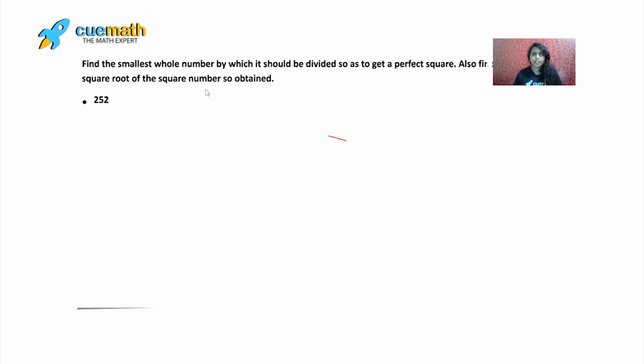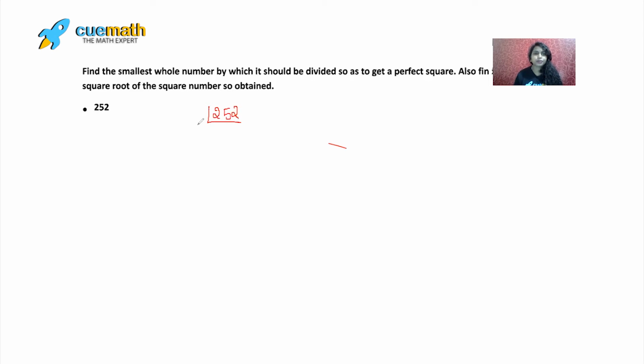Find the smallest whole number by which it has to be divided. The previous question was that it has to be multiplied. Now find the smallest whole number by which it should be divided so that we get a perfect square. And also find the square root of the number. Yes, let's start using the prime factorization method to get the values. So 2 times 1, 2 times 2, 2 times 6 and 3. And next, will it be divisible by 2? No. So we have to go for the next prime number, that's 3. 3 times 2 and 1, 3 times 7 and 7 times 1.